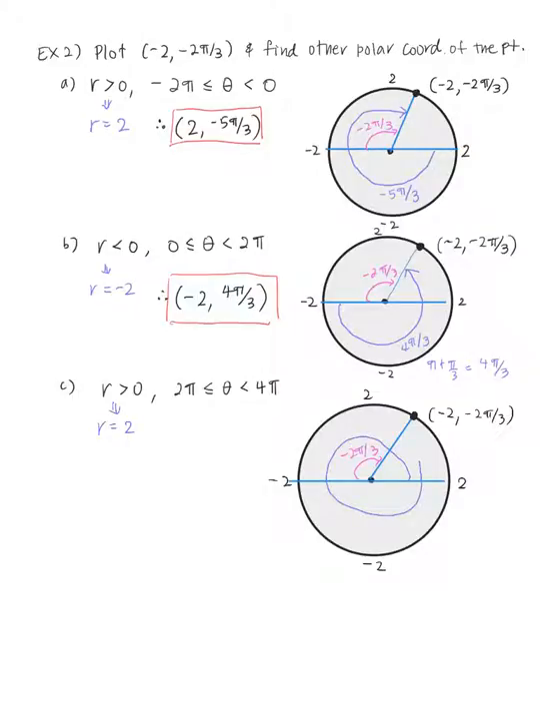So we already passed 2 pi, so I think this will be good enough. So that will be what? 2 pi plus pi over 3, which is 7 pi over 3. So this angle is 7 pi over 3. So therefore, our answer is r is 2, theta is 7 pi over 3.